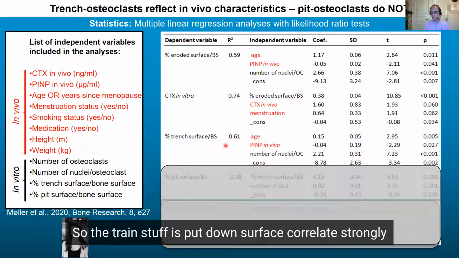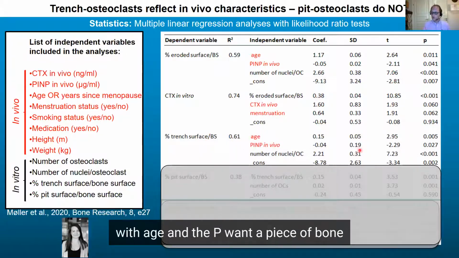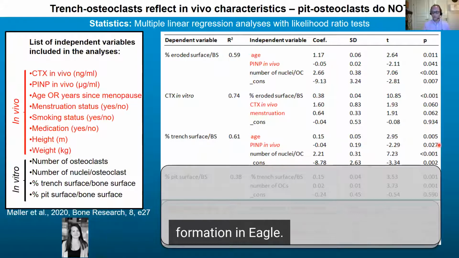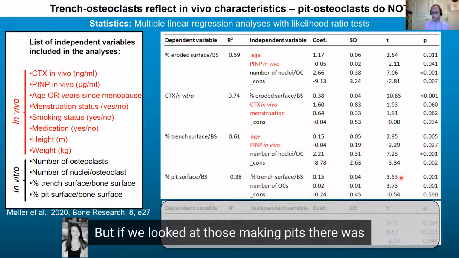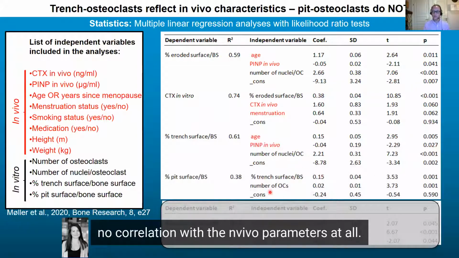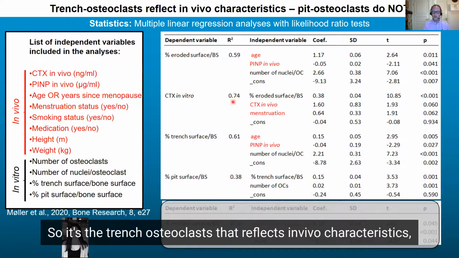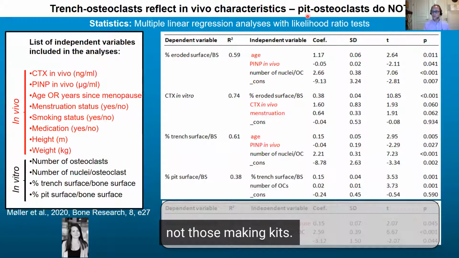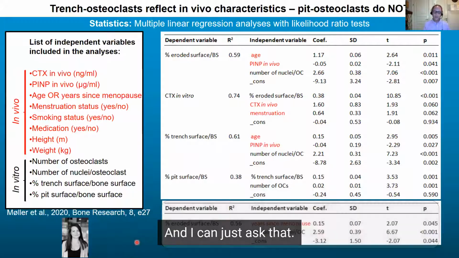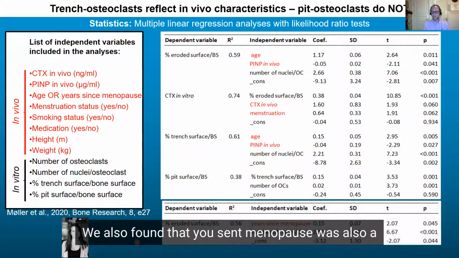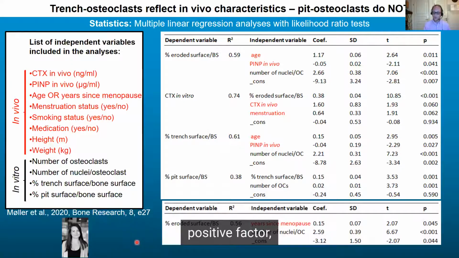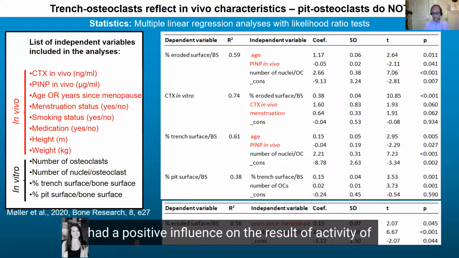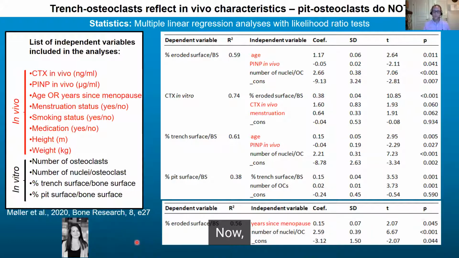So the trench surface per bone surface correlated strongly with age and P1NP and P, so bone formation in vivo. But if we looked at those making pits, there was no correlation with the in vivo parameters at all. So it's the trench osteoclasts that reflect in vivo characteristics, not those making pits. And I can just add that we also found that years since menopause had a positive influence on the resorptive activity of osteoclasts.